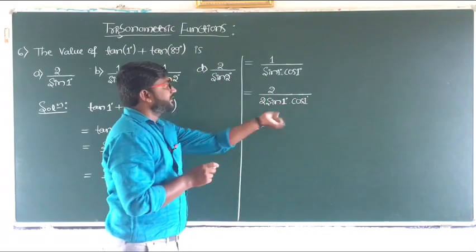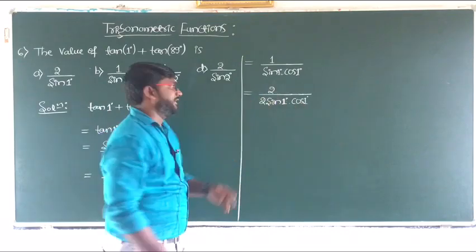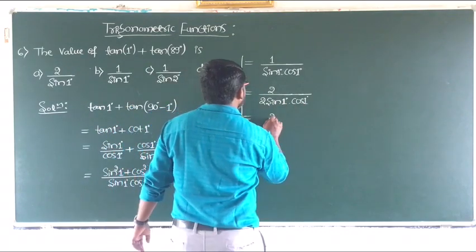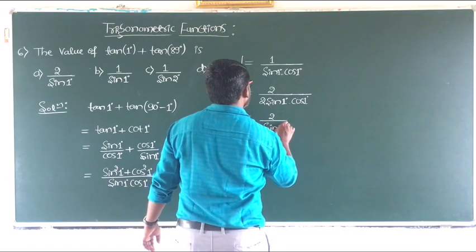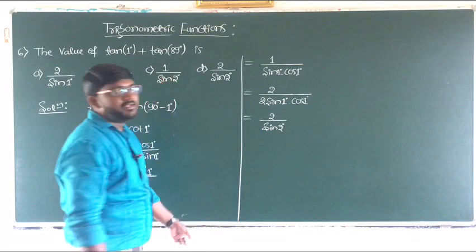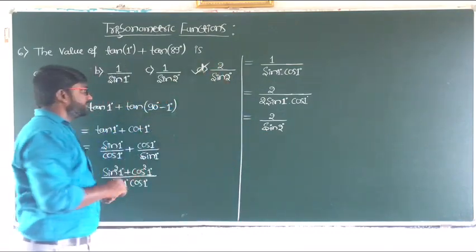So now the denominator is in the form of 2 sin a cos a, which will be sin 2a. So 2 divided by sin 2 into 1 degree will be sin 2 degree. So 2 divided by sin 2 degree. Hence the answer is option D. This is all about the sixth question.